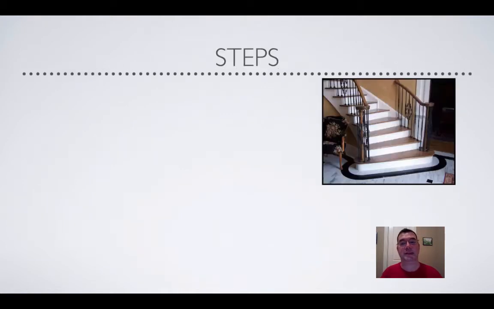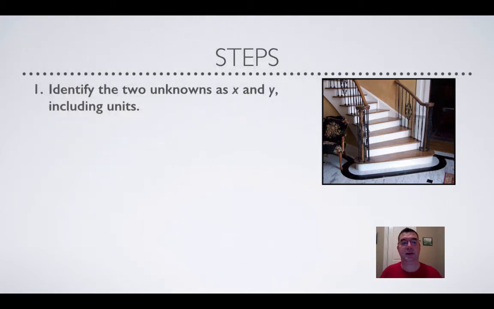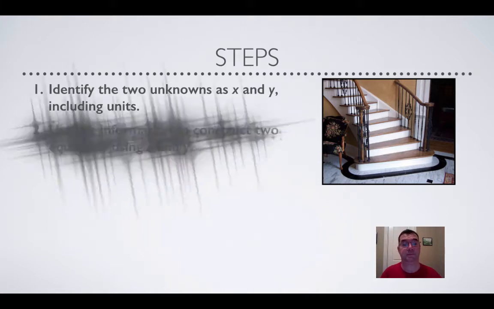There are some steps that you need to follow in order to solve these problems. They're not going to give you the equations in terms of x and y, so you need to, this is the hardest part, figure out what your two unknowns are and call them x and y. And make sure you include units because sometimes they switch on you from feet to miles or from kilometers to meters. You have to make sure your variables are expressed in the units that you're going to use.